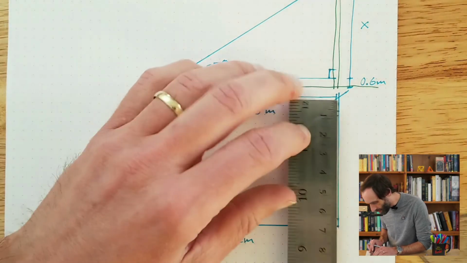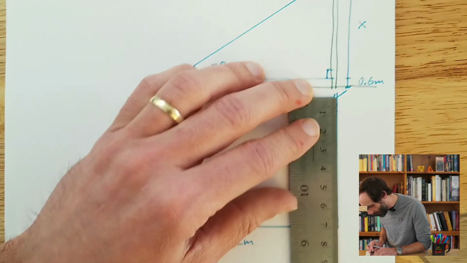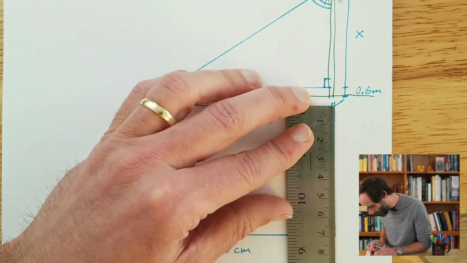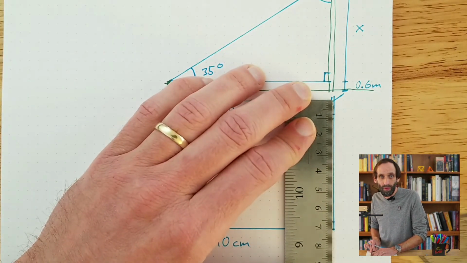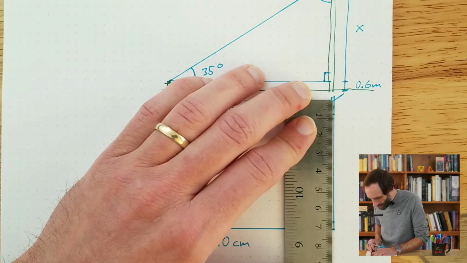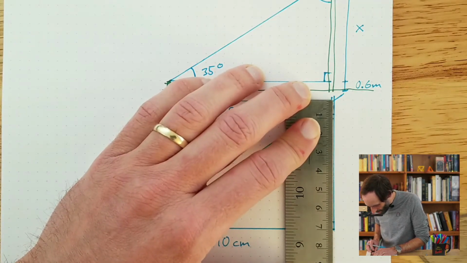First of all, we're going to need to measure this length right here. And lining that up, I get that. Let me move it over a little bit so you can actually see it. Lining it up, I get that that is 7 centimeters.